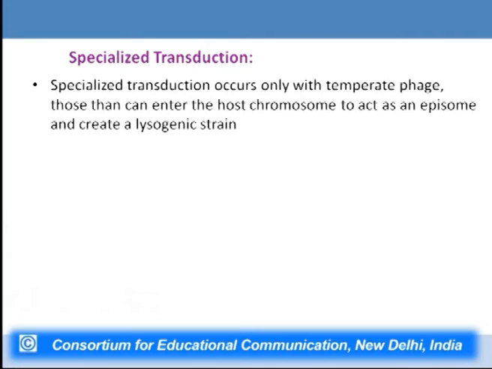This condition leads to replication of the bacteriophage DNA along with the host DNA. So, any strain of bacteria which is harboring a bacteriophage DNA in its own chromosome is termed a lysogenic strain. Any phage which integrates into the chromosome of the host is termed a prophage, and all the temperate phages can act as prophages.